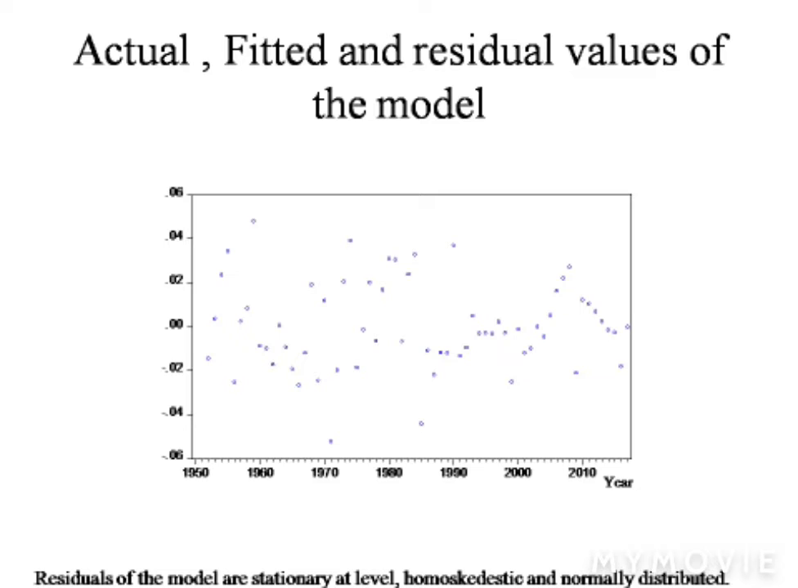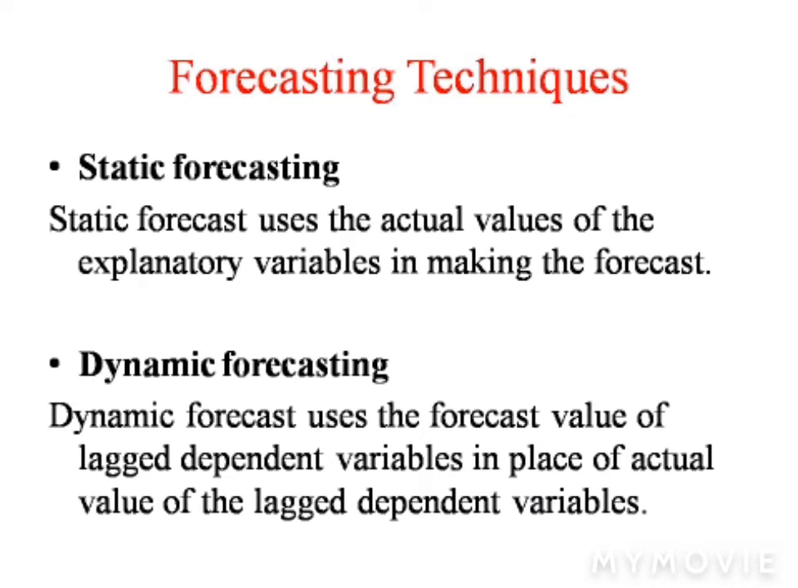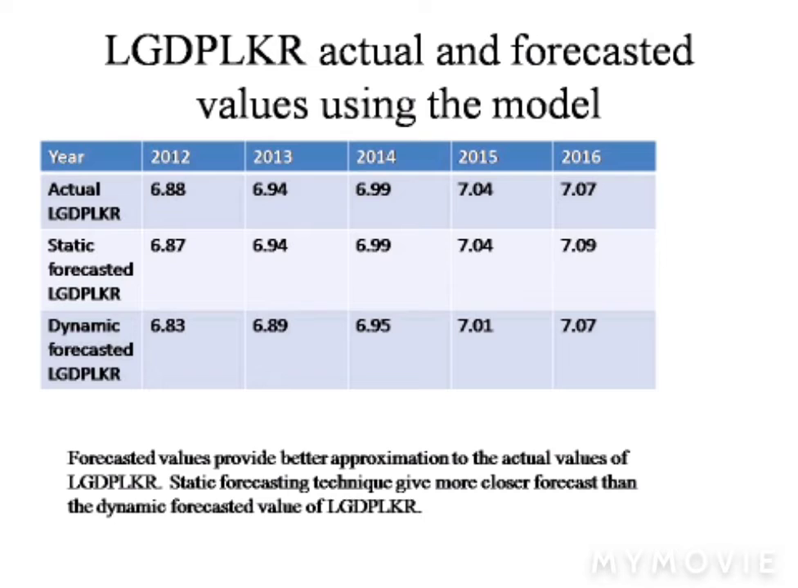Then we use two types of forecasting techniques to predict future values. One is static forecasting, which uses actual values of the lagged dependent variable. With the dynamic forecasting method, we use forecasted values for the lagged dependent variable. Hence, we can use static forecasting for one step or two step ahead forecasts, but with dynamic forecasting we can use any number of periods ahead. Then we can compare actual values with static and dynamic forecasted values as follows.